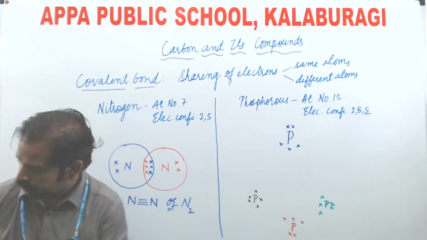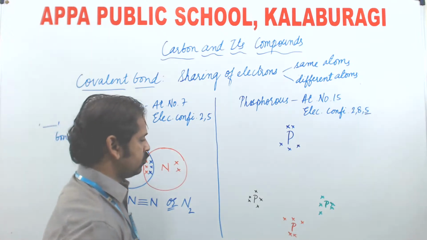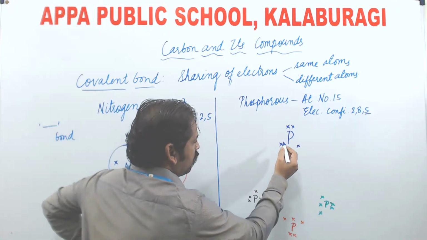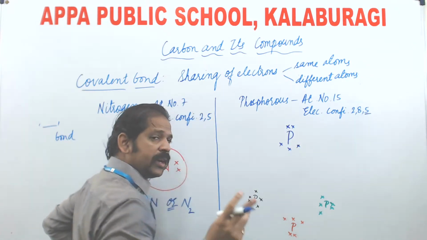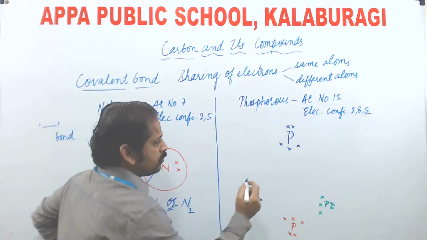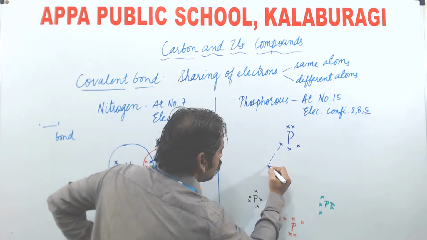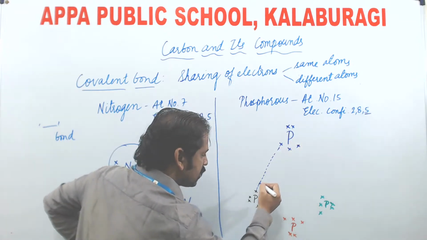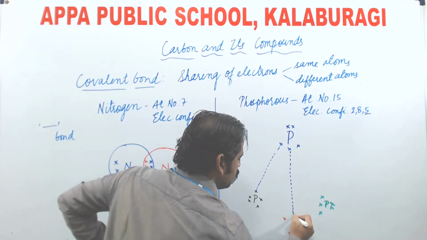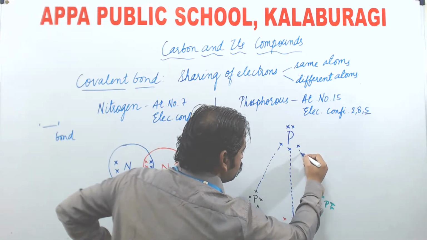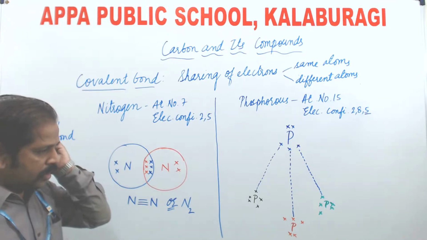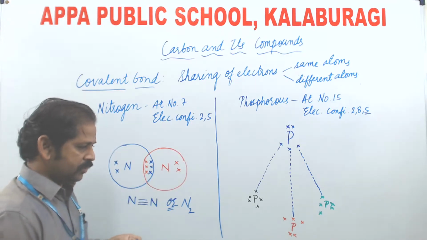See here, this phosphorus has three electrons. It needs three more, so three electrons are shared to become an octet. One is here, sixth, seventh, okay, eighth. This is about the first phosphorus.